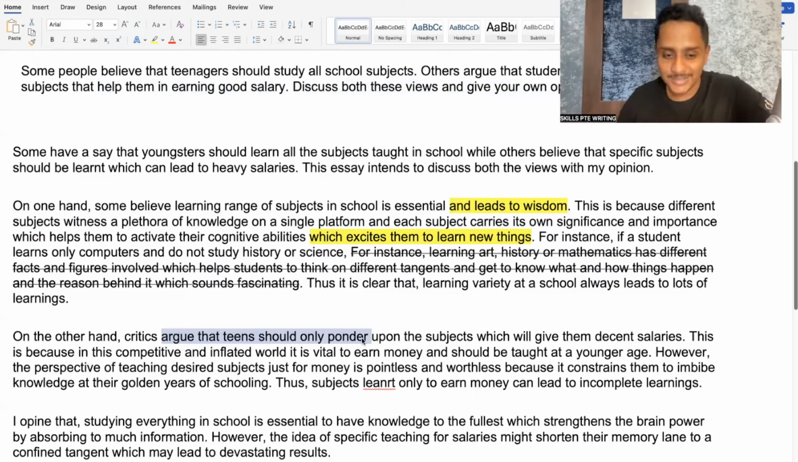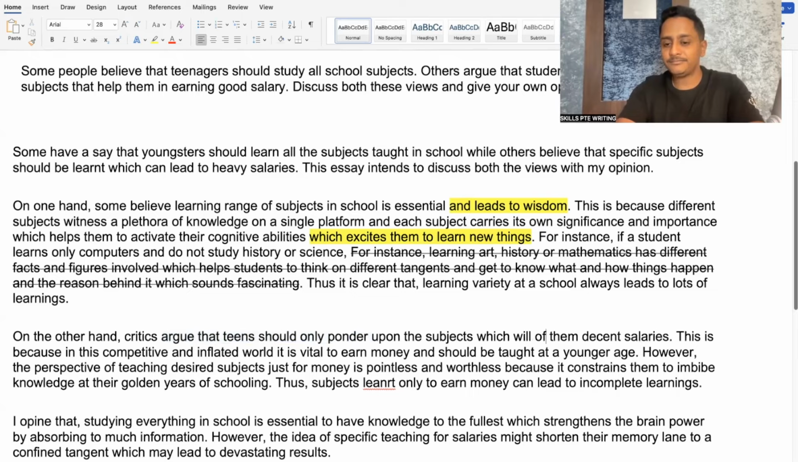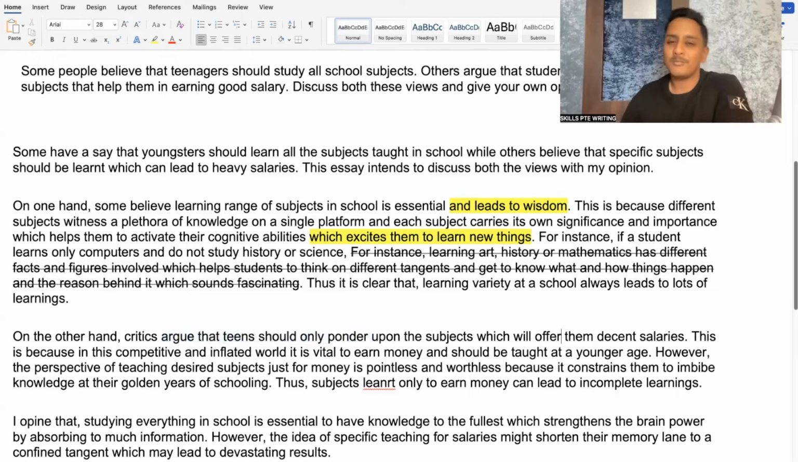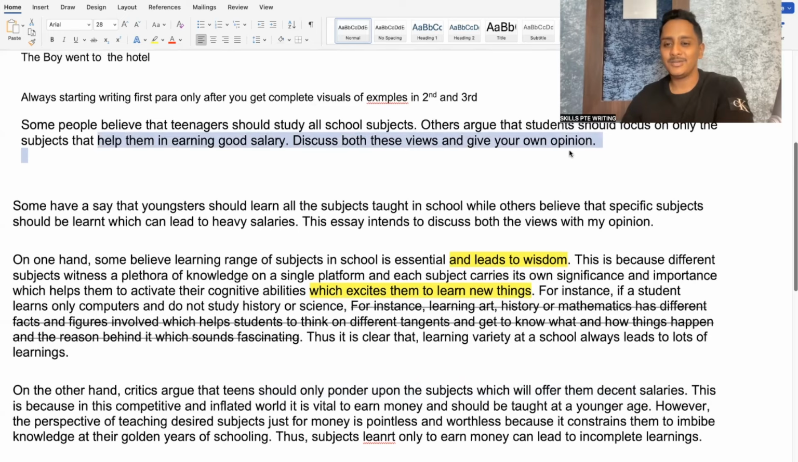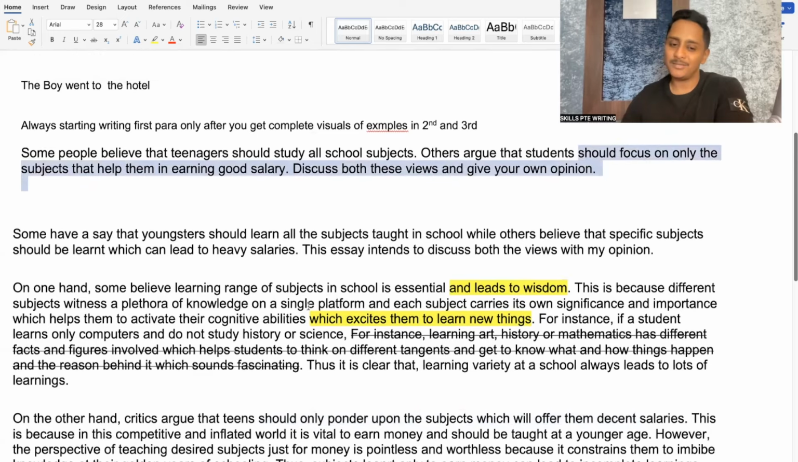Critics argue that teens should only ponder upon the subjects which will offer them, not give, to use a better word, compensate them with decent salaries or offer them with decent salaries. That is not the main idea. This is the rewritten version of the question. It's in the question: should help them in earning good salaries. Students should focus only on that which will help them. Should only ponder upon. Same thing I've written. Avoid using such statements. In the worst case, it's fine.